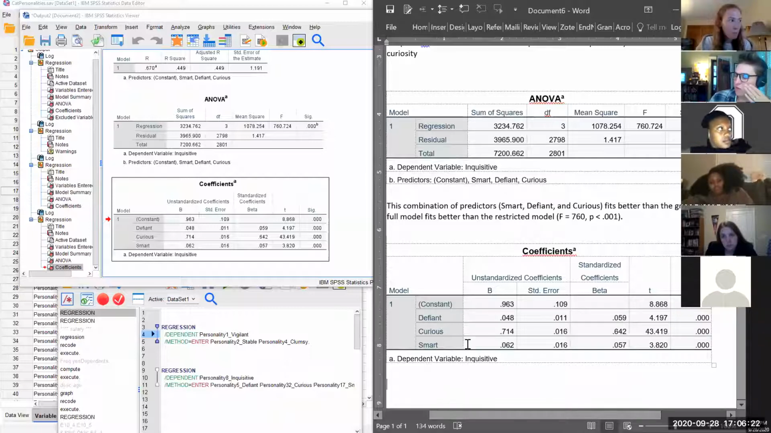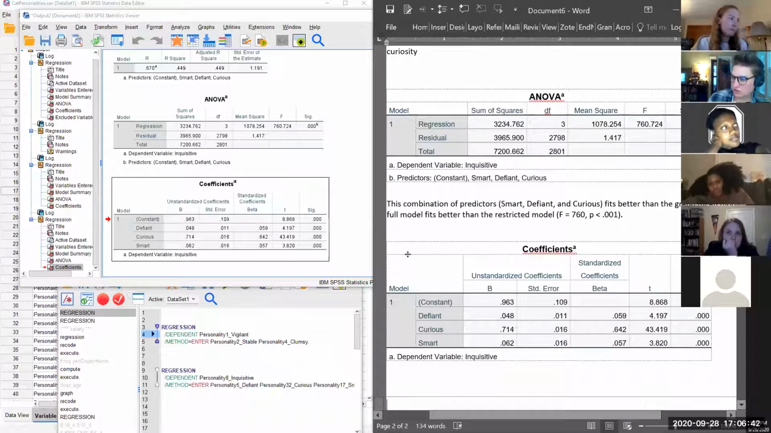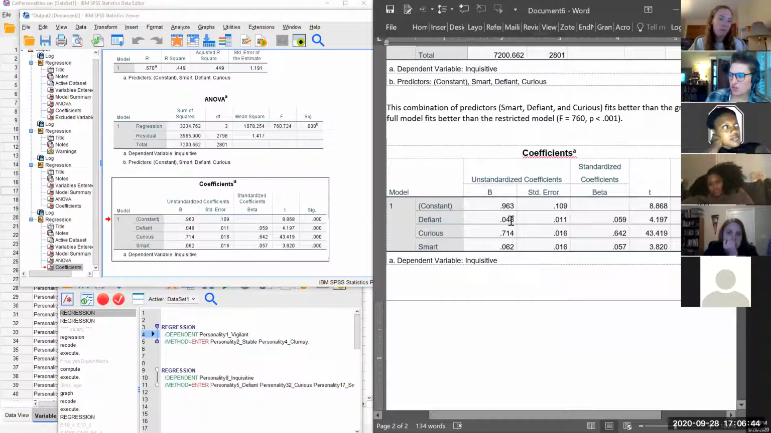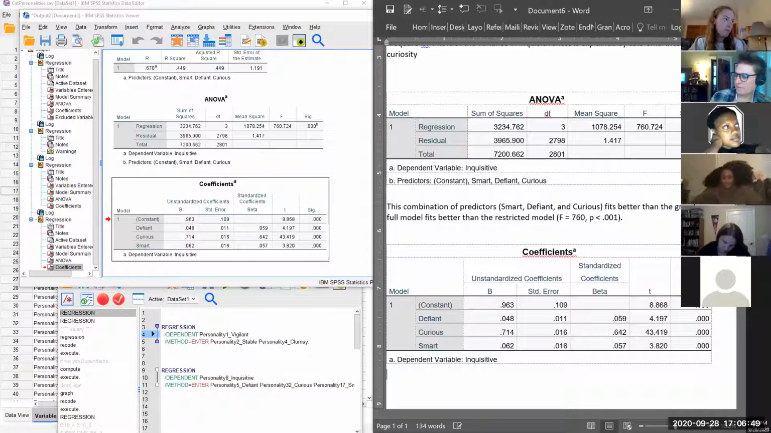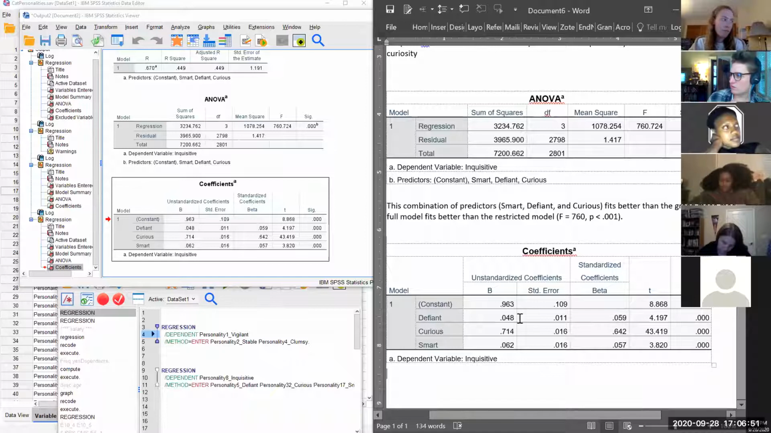Okay, and so here what we have is that for when defiant and curious and smart are 0, our expected inquisitiveness rating for our cat is just about 1, which is significantly different from 0. So use this opportunity to write your regression equation. And I'm going to do the same thing. Y hat.